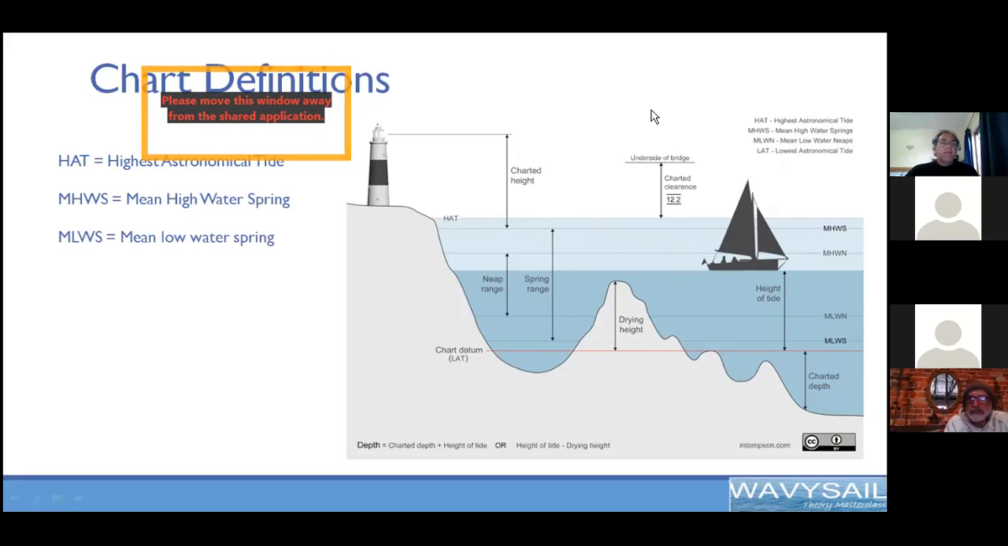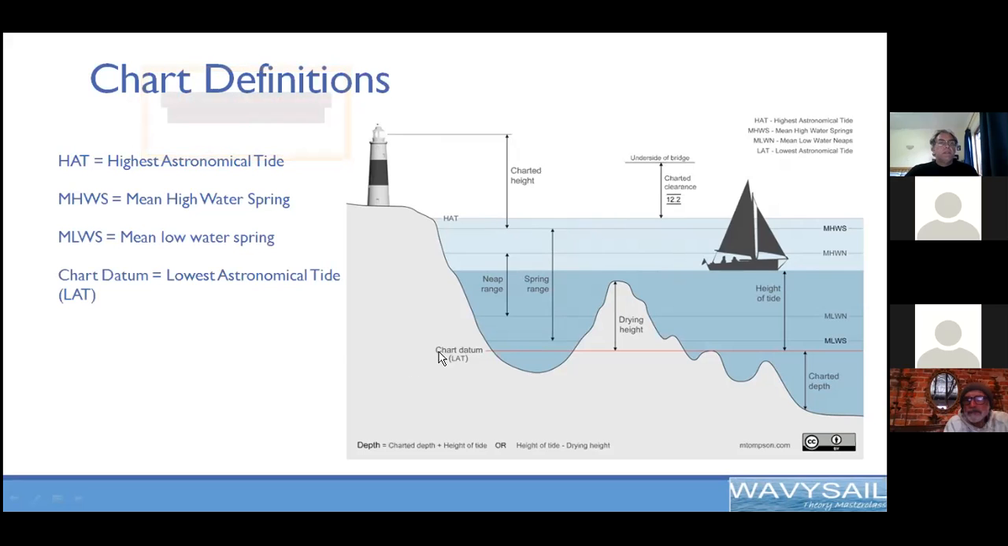Okay, mean low water springs, well, that speaks for itself. That'll give you your spring tide range. And then chart datum, that's your lowest possible depth, lowest astronomical tide.